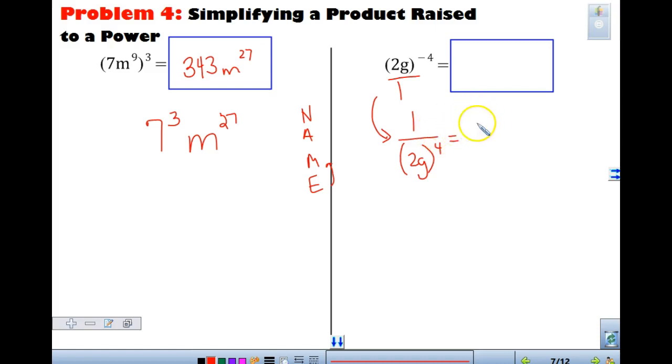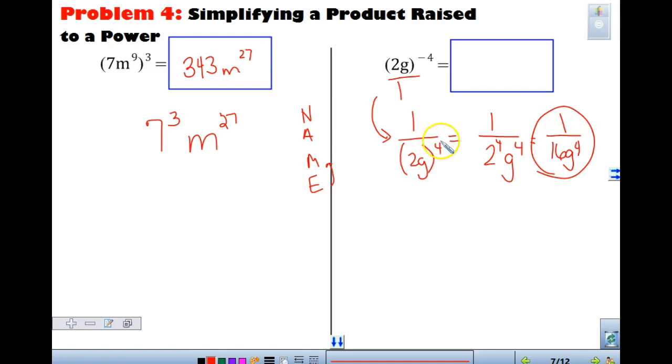So we are now going to take, at this point, Elena, I'm going to have 1 over 2 to what power? 2 to the 4th. And then Jack, I'm going to have g to the 4th. So Evie, if I'm putting my answer, I'm going to have 1 over 16, and then g to the 4th.